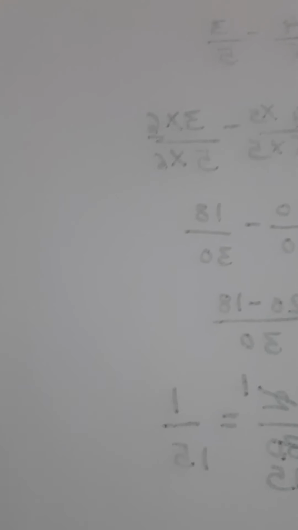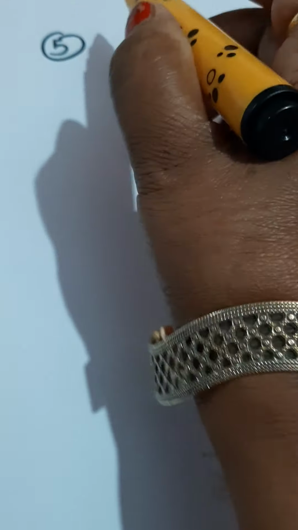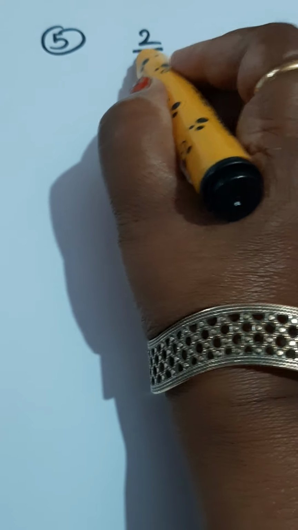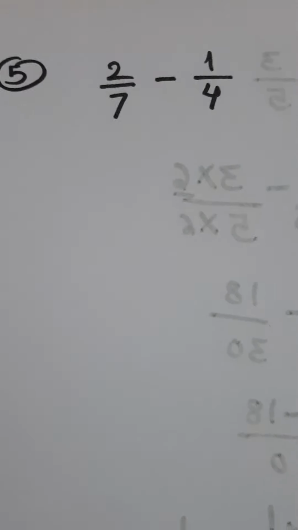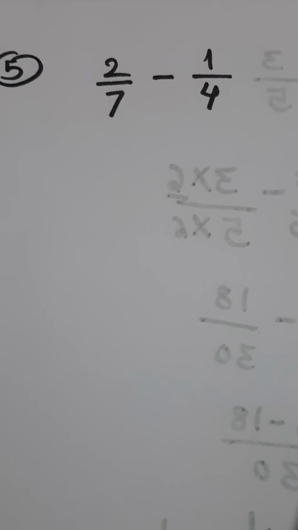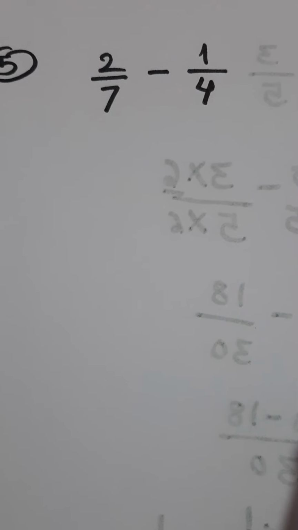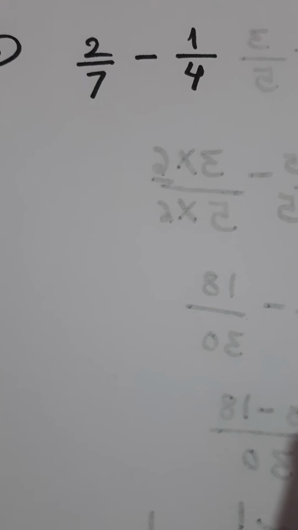Now see the last problem of this practice set. 2 upon 7 minus 1 upon 4. Here also observe the denominators. First denominator is 7 and second denominator is 4. They are also not from the same table. So what can we do here?